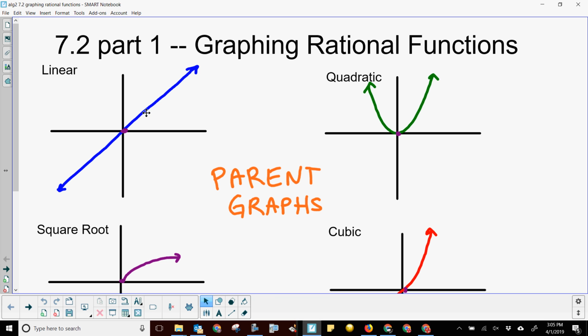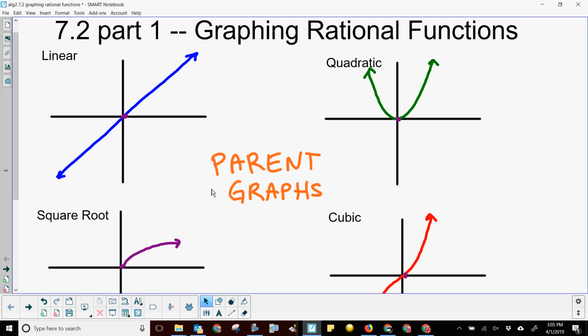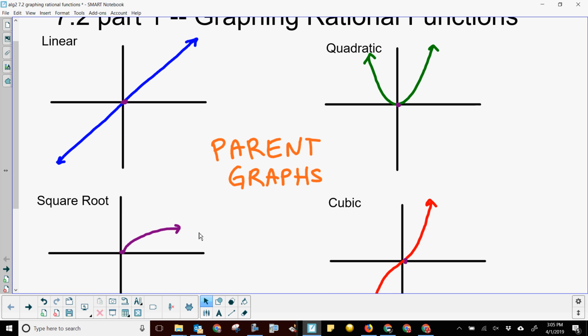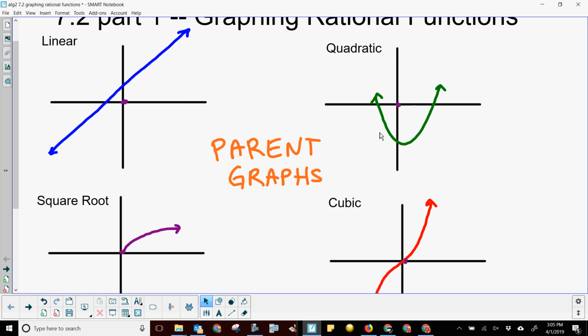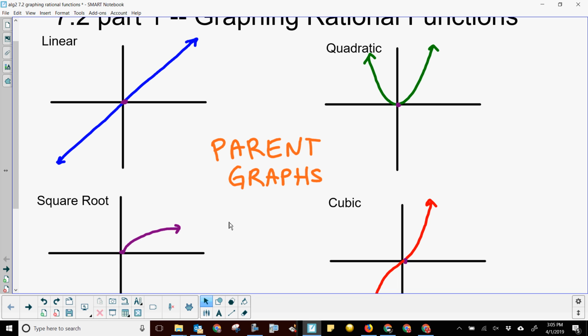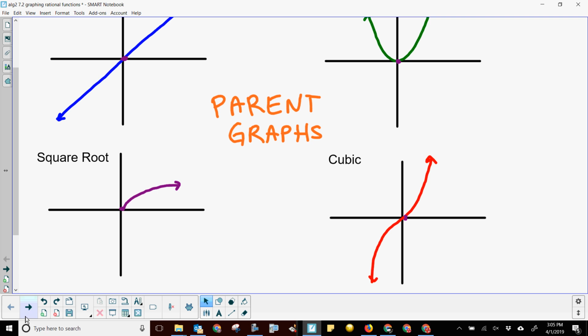Look, we got these parent graphs. Linear, we had just a straight line. Quadratic, we had a parabola. Square root, we had... and parent graphs are basically just the most basic form of a specific graph, because obviously we could move this wherever, we could move this wherever, we could move this wherever, and it doesn't really matter. And we were able to track how they moved.